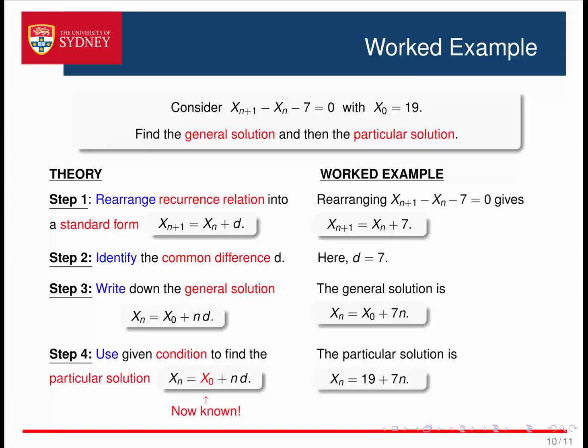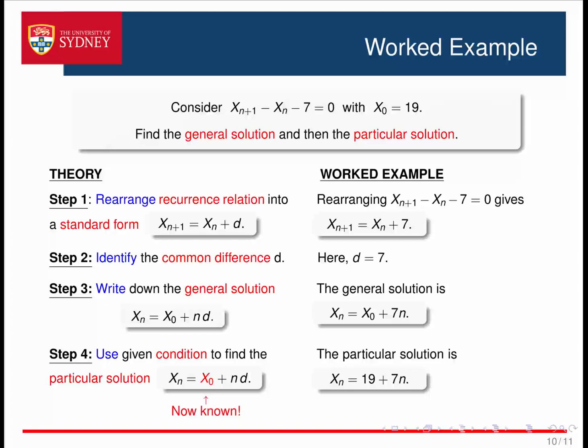Now that we've found the general solution, we can proceed to find the particular solution, subject to the given condition. What is the given condition here? For our example, it's x_0 = 19. In other words, our initial term in the sequence should be 19. Our particular solution is therefore x_n = 19 + 7n.